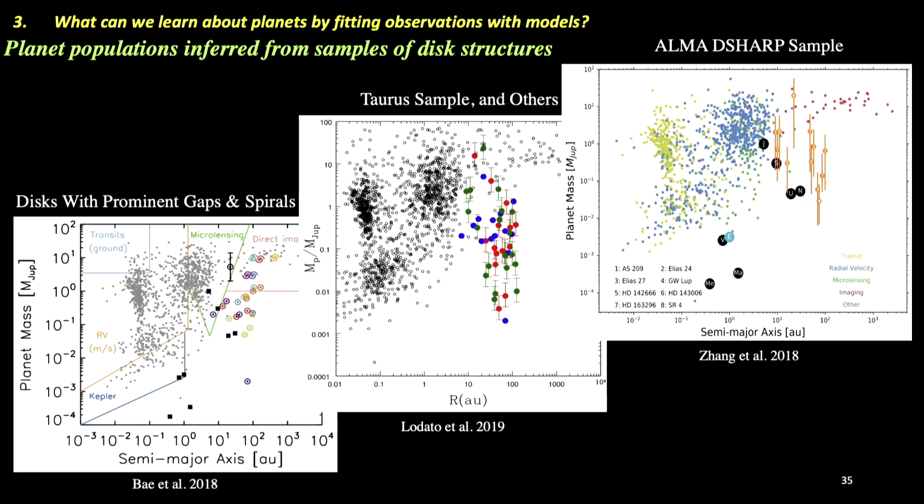So here are 3 independent works trying to infer the population of protoplanets forming in disks. We're looking at planet mass versus semi-major axis. These big color symbols are planets inferred from disk observations. Long story short, we're looking at Neptune to super-Jupiter mass planets between, let's say, 10 to 100 AU.